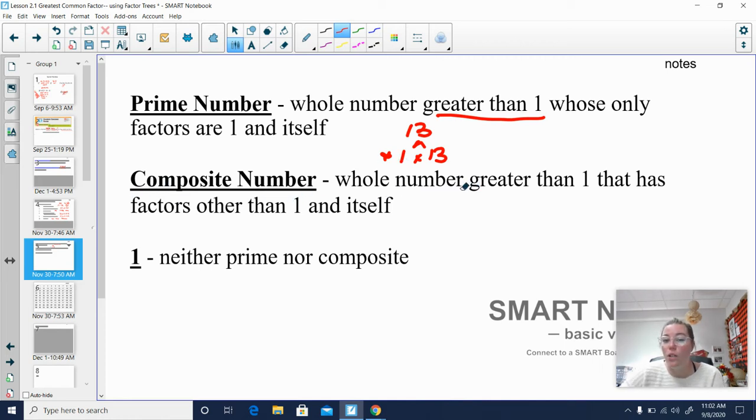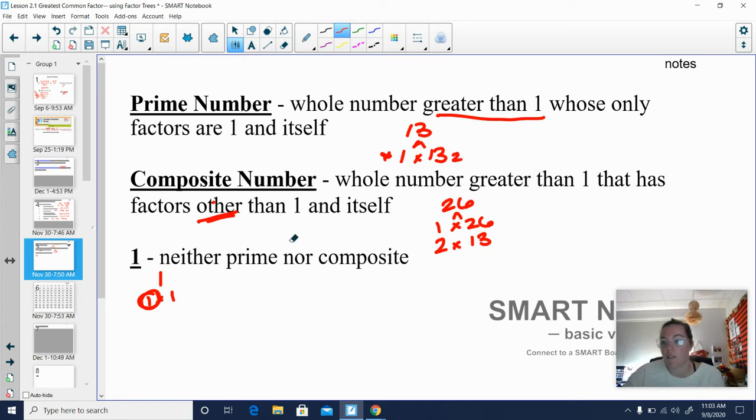Composite numbers are whole numbers greater than 1 that have factors other than 1 and itself. So if we look at something like 26, okay, we know that 1 times 26 equals 26, but it's even, which means that 2 times 13 also goes into it. So because it has more than one pair of factors, it's a composite number. 1 is neither prime nor composite. So 1 is itself, because if you think about it, 1 times 1, it actually only has one factor, which is 1. Everything else has 2 factors.